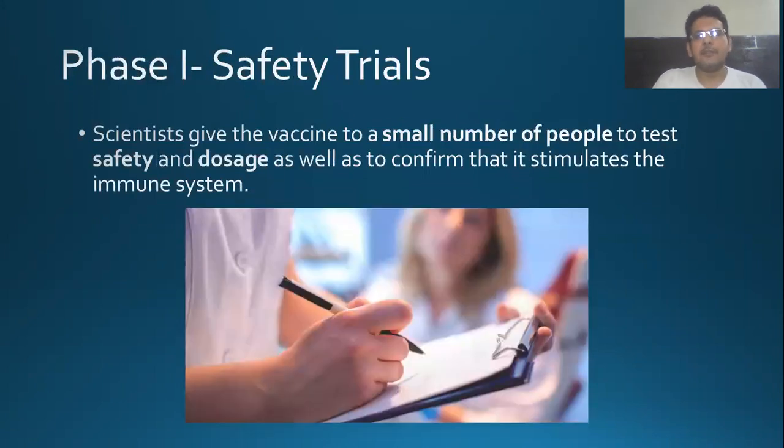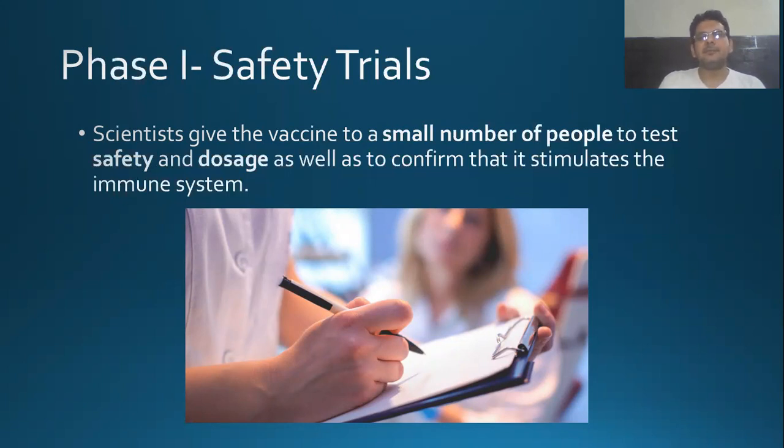Then we go towards the phase 1 clinical trials. They are also called the safety trials. In this case, the vaccine is introduced to a small number of people. The number is kept very small, and this is done especially on an age group that is mainly young people, in a small number. And the focus is to check the safety. We check whether the vaccine that we are going to introduce is safe for people and doesn't give any harmful impact.